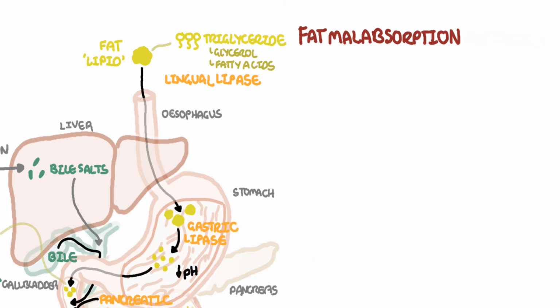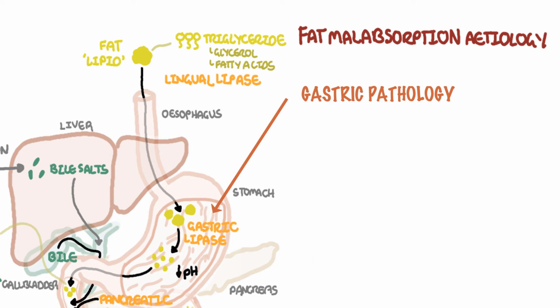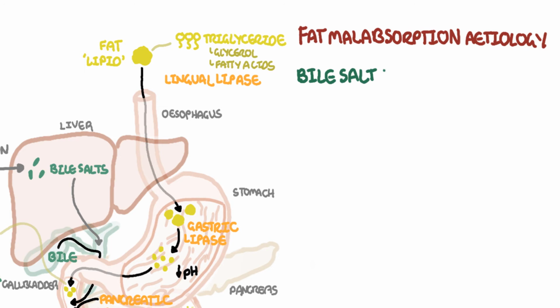So what are the different etiologies of fat malabsorption? Well, a good way to think about it is to think about problems along the fat digestion and absorption pathway. So if we look at the first part of fat digestion, we see that gastric lipase has a role in fat digestion. And so problems with the stomach, including a previous gastric surgery, can cause some form of fat malabsorption. Another cause of fat malabsorption is bile salt deficiency, because bile salts are needed in the digestion of fat.